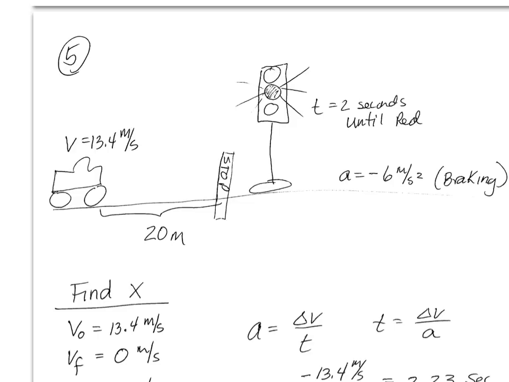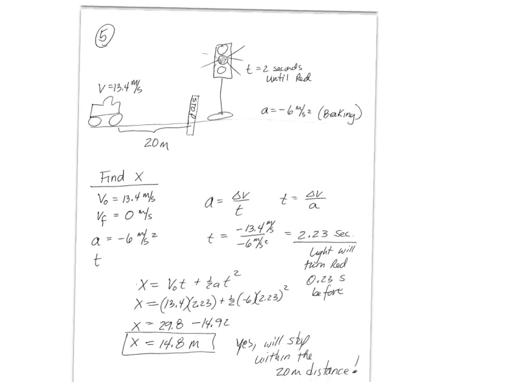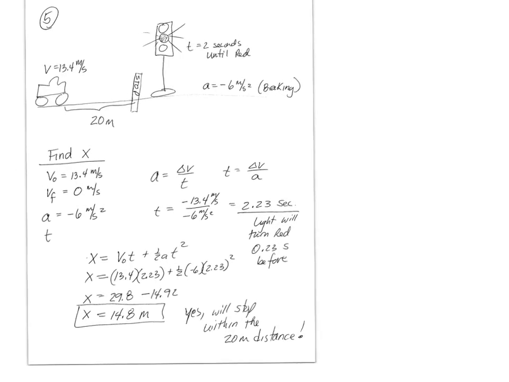Here we go. This is number 5 on page 19. It asks if your car will have enough time to stop, given the parameters of an initial velocity of 13.4, a distance of 20 meters, and a deceleration of 6. Now here, let me move this over so you can see it.